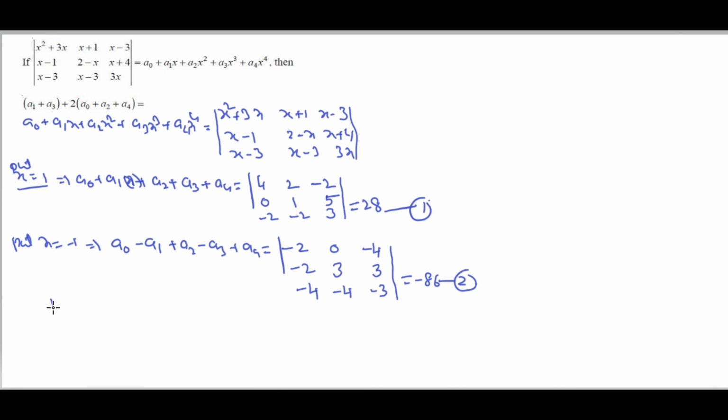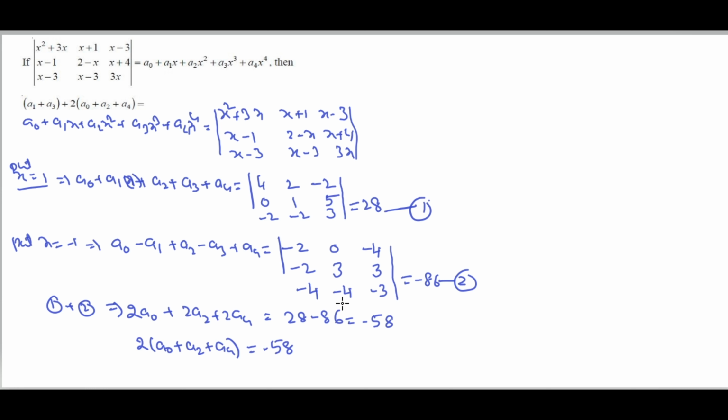So now we do 1 plus 2, that is, add these two equations. Here plus a1 minus a1 cancel and plus a3 minus a3 cancel. That is a0 plus a0, that is 2a0, plus 2a2 plus 2a4, that is equal to 28 minus 86, that is equal to minus 58. Take 2 common: 2 into (a0 plus a2 plus a4) is equal to minus 58.